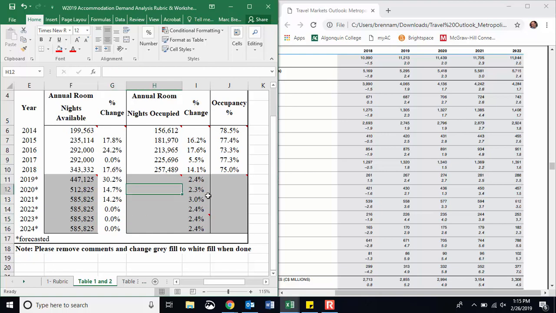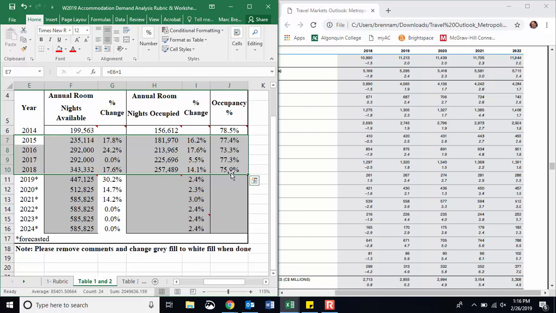Now, what was mentioned in class was that we really wanted you to take a look at the historical trend that you would see. If we only look at these percentage changes here, it's kind of hard to understand what's going on, because it goes from 16.2% increase in demand to 17.6, down to 5.5, back up to 14.1. So this is kind of a tough trend to analyze. So we really need to look at both of these. Anytime there was an increase in supply, so an increase in room nights available, look at what happens to the increase in demand.